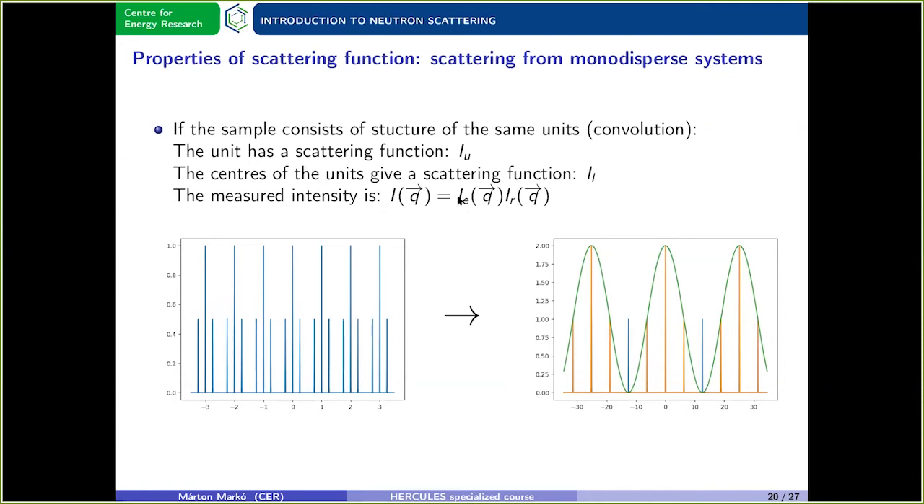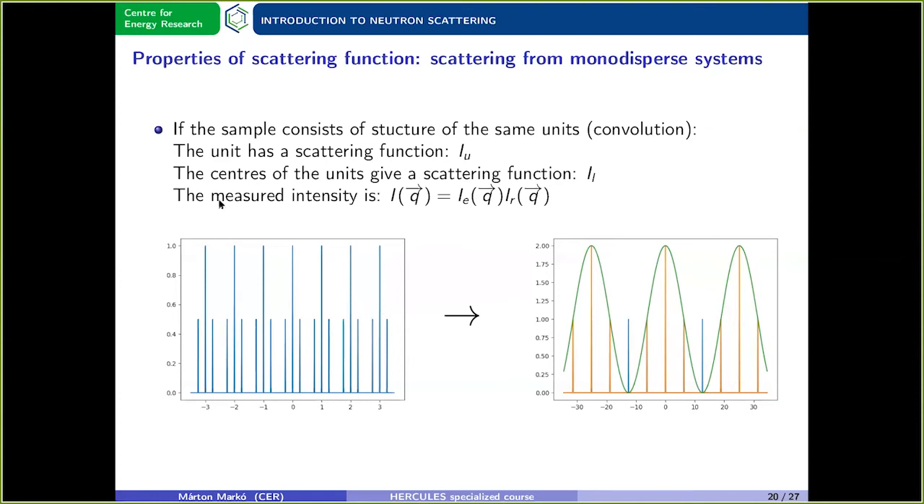Then what we will see is the product of the intensities. So this is our original lattice. This blue lattice would be the original reciprocal lattice. So these are the Bragg peaks from our crystal.